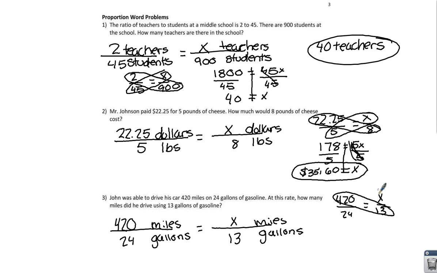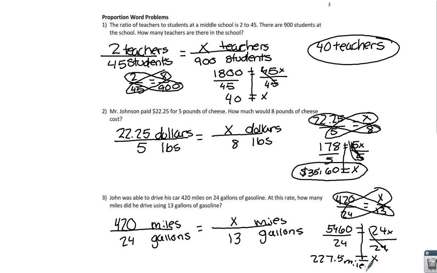Cross multiply. 420 times 13 is 5,460 equals 24x. Find the side with the variable, divide because we're multiplying by 24. Cross out what you use, bring down what you have left. 5,460 divided by 24 would be 227.5 miles. Make sure you have that label. And that is our answer.